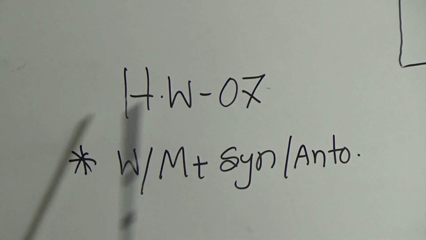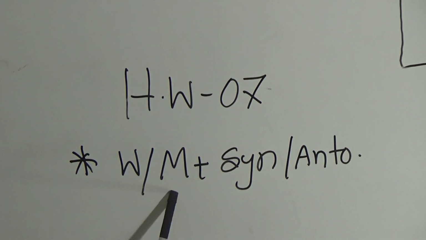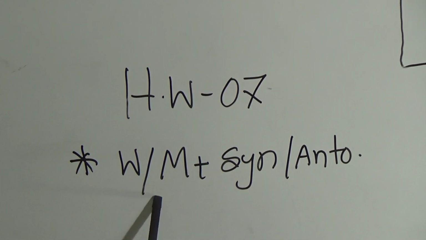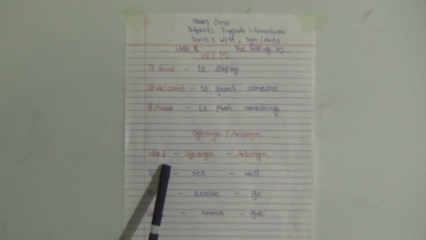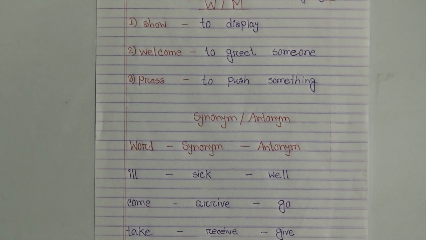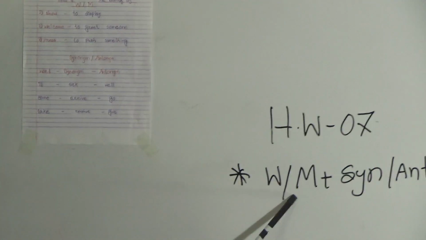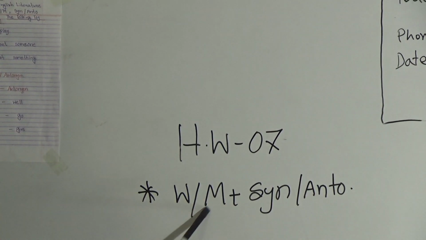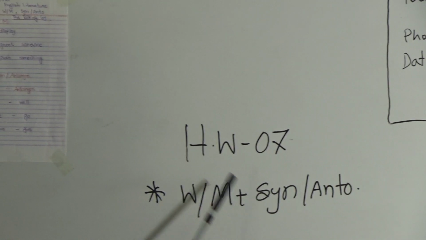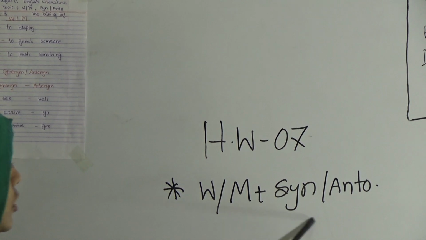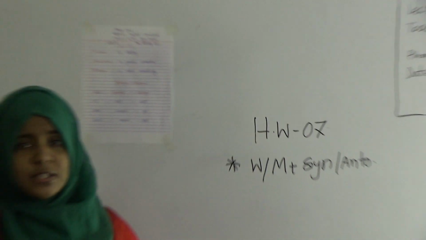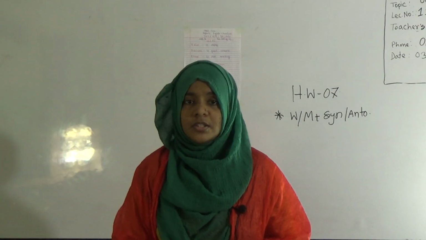My dear students, in your homework number 7, word meaning and synonym antonym, both are your homework. Again I am saying, homework number 7, your homework topic: word meaning and synonym antonym. So my students, I hope all of you have understood this topic.